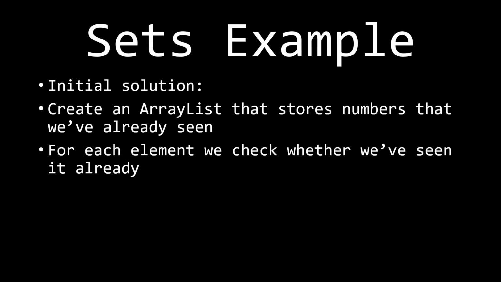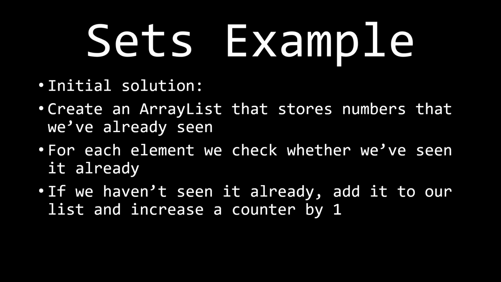Next, for each element, we check whether or not we've seen it already. So for each element, as we're looping through that list of numbers, check whether or not it's in that array list. And if we haven't seen it already, well then let's add it to our list that stores the numbers we've already seen, and increase a counter by 1, which is going to be the total number of unique elements. And otherwise, if we have seen it, then we don't have to do anything. All right, so that's our initial solution. Let's code it up.